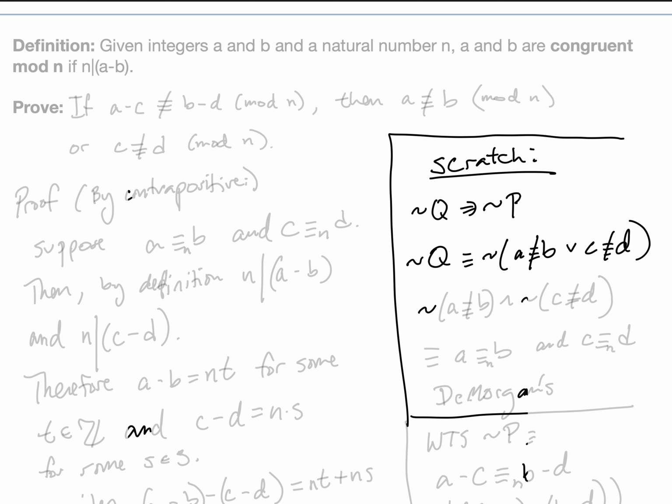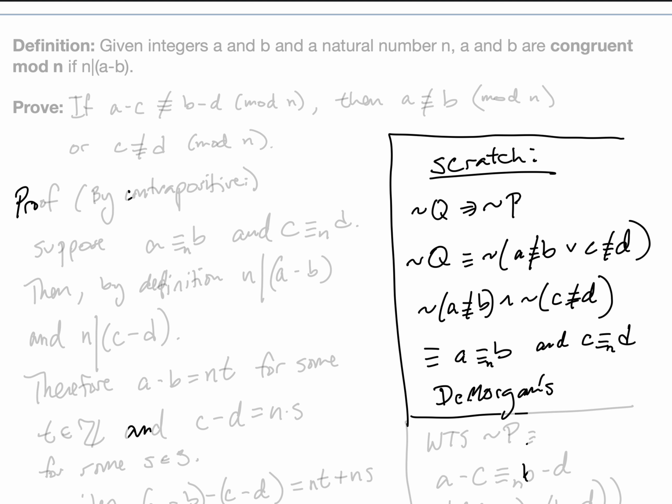So remember that when we negate an or statement, we get an and statement. So we negate each of the statements. A is not congruent to B, and it is not the case that C is not congruent to D. So in other words, this is equivalent to A is congruent to B, and C is congruent to D, and these were both mod n. So again, this is using De Morgan's law, and so that is our negation of Q.